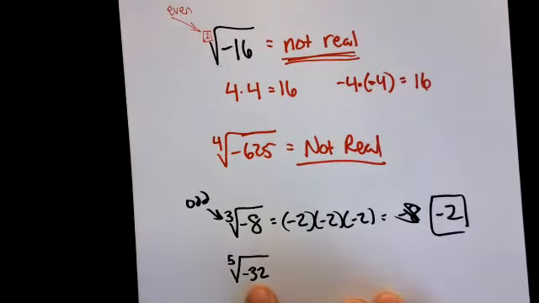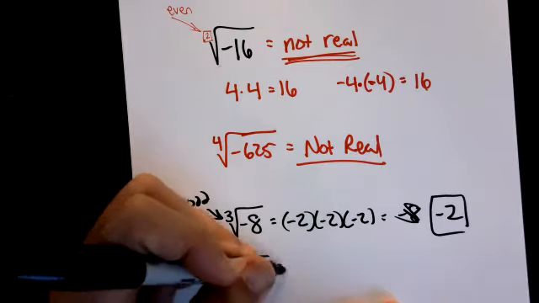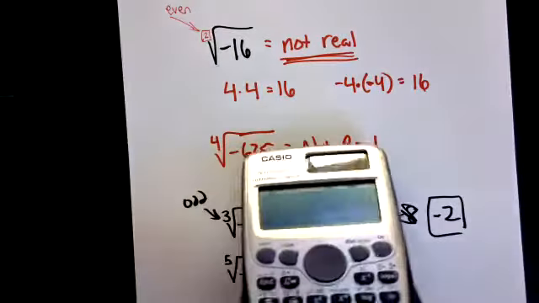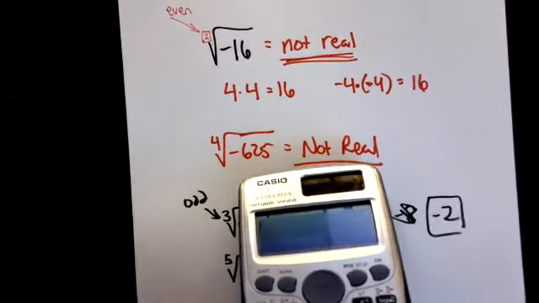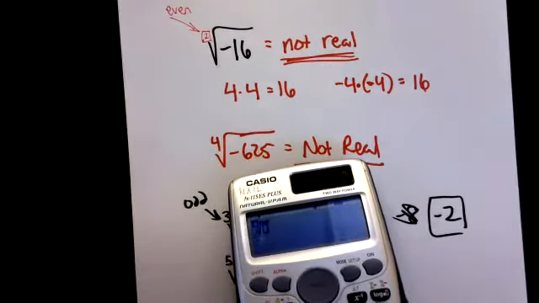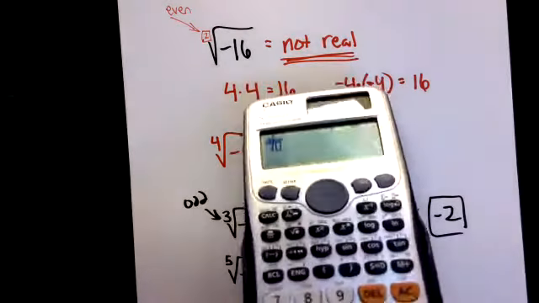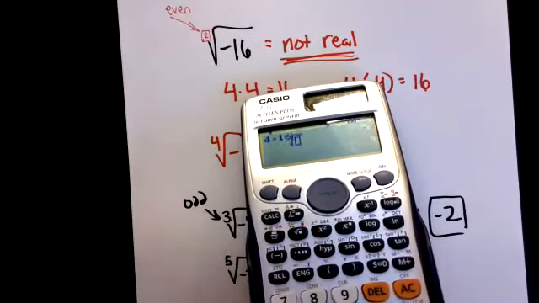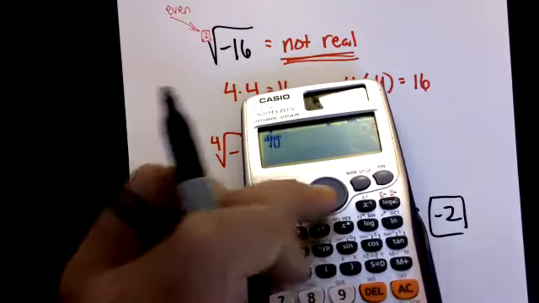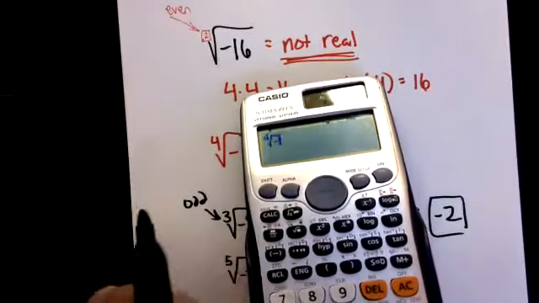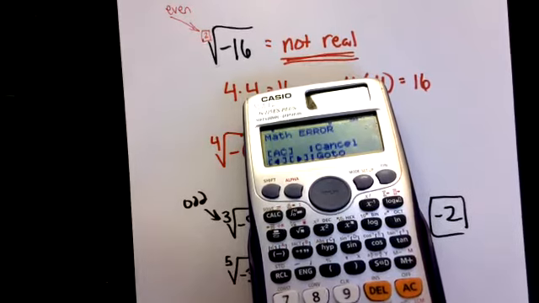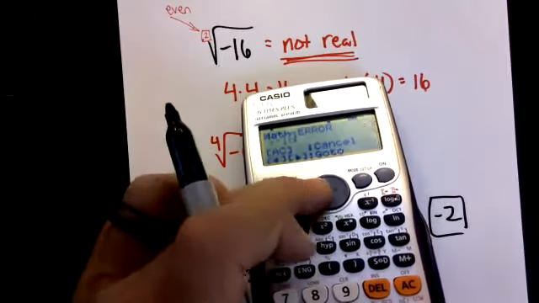So likewise, if they said, what's the fifth root of negative 32? That would be negative 2. And again, your calculator can generate that kind of stuff too. For example, if I try typing in the fourth root of negative 16, negative 16, it says math error. That's not real. It can't do it. So my calculator runs into issues.